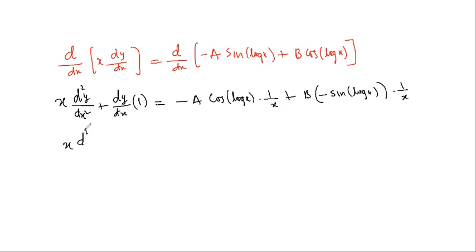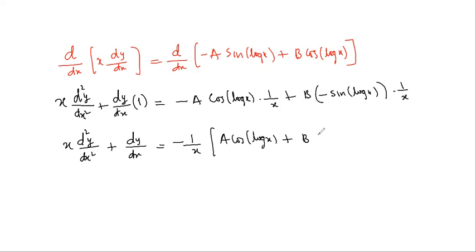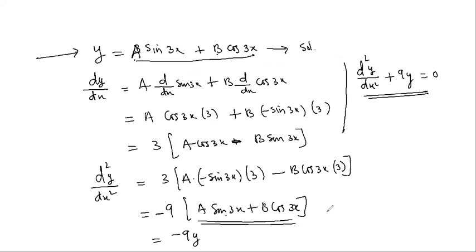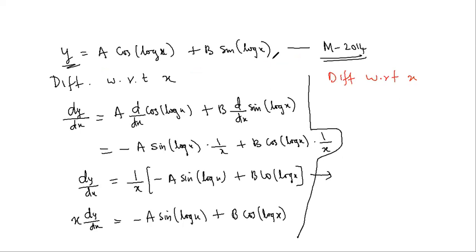So x into d2y by dx2 plus dy by dx, I'll take minus 1 by x common, a cos log x plus b sine log x. And what is this? It is nothing but y. So I can substitute this by 1. This is equation 1. Call it as equation 1.